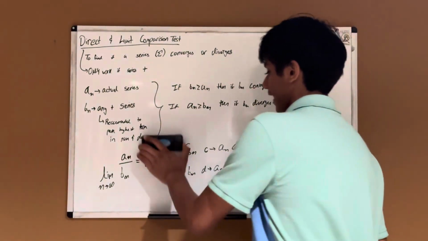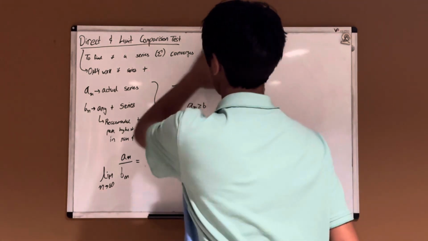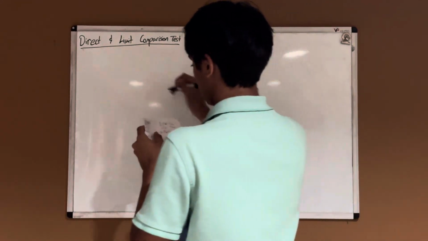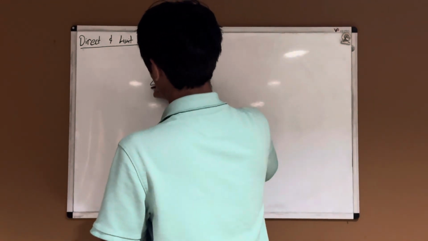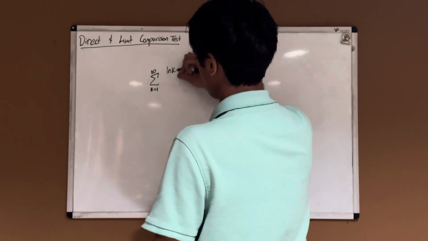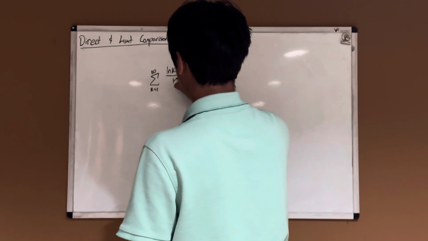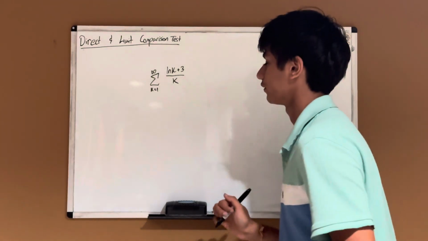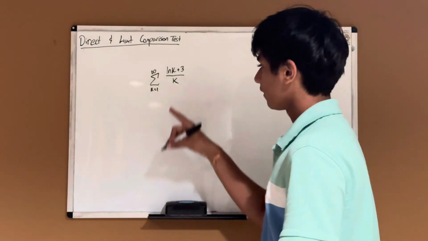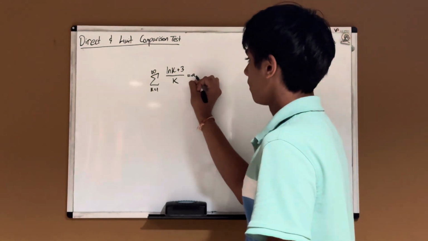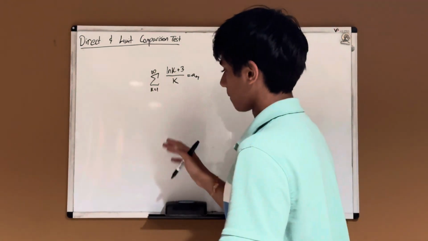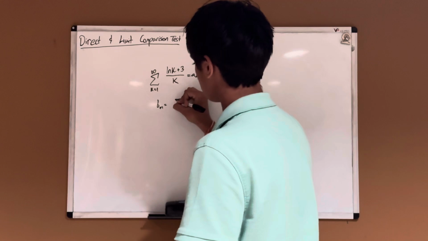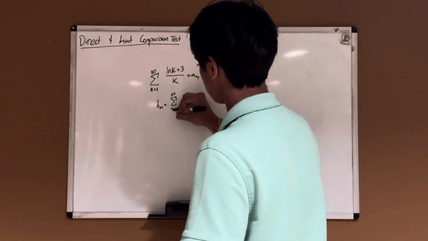So let's try an example now. Let's say we have the series from k equals 1 to infinity of (ln k + 3) over k. So in this case, we want to try to pick the highest term in the numerator or denominator that we can compare. So we could pick ln k over k to be b of n. But maybe an easier one might be to pick just k in the denominator, because then we can find out pretty easily whether or not it's divergent or convergent. So we say b of n is equal to the series 1 over k.